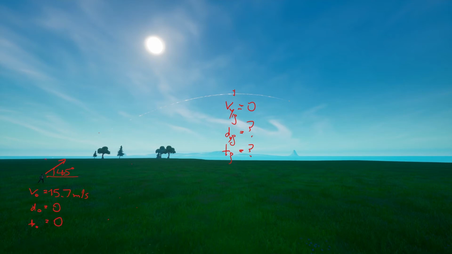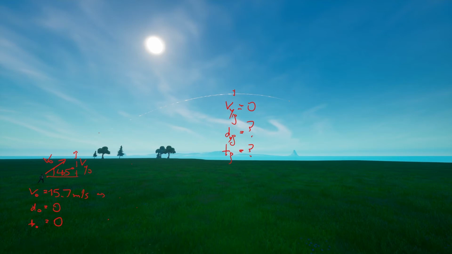Now here's where it gets a little tricky. We talked about the velocity being 15.7 meters per second, but that's at the angle at which it's shot, so that angled line that we drew. Now we need to break this up into vertical velocity, y velocity, and horizontal velocity, the velocity in the x direction. Okay, so now we can calculate the vertical velocity, vy0.